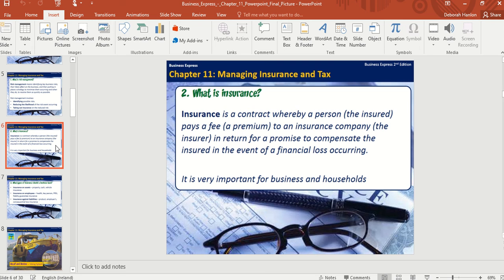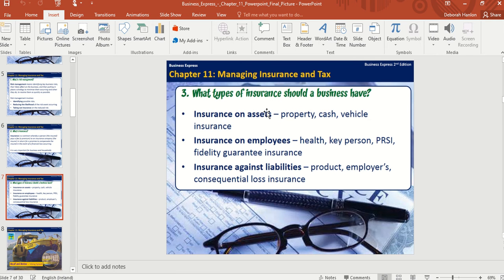So what is insurance? Keywords here are it's a contract, so there are people involved. So remember, what are we always talking about? The who, the what. Give examples where possible. So the person that's been insured pays a fee, which is called a premium, to the insurance company, which is called the insurer, and then the insurer will provide compensation. So there's a promise to give compensation if a financial loss occurs.